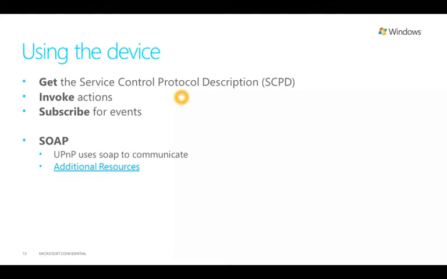Now, the pattern of use is this. After you get your device description document, you get your service control protocol description, which contains the information about the different functions and methods that your device supports. You're able to invoke these actions, these methods, and then you can also subscribe for events from the device. So if the device changes state, then you'll automatically be notified. This is all done via SOAP, and if you want to learn more about it, there are additional resources that you can click on in the deck.